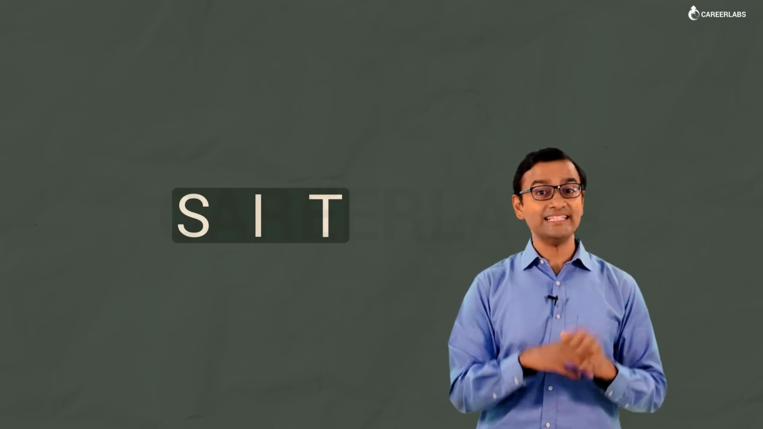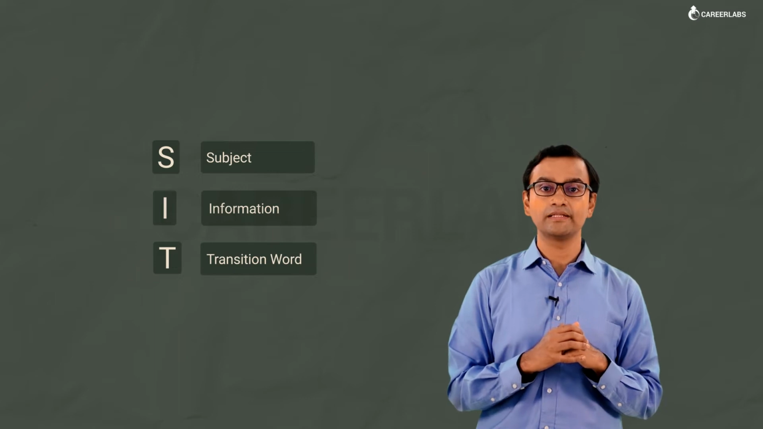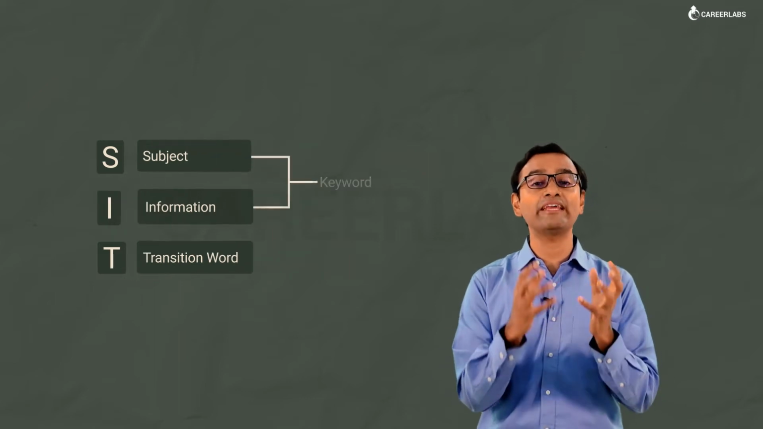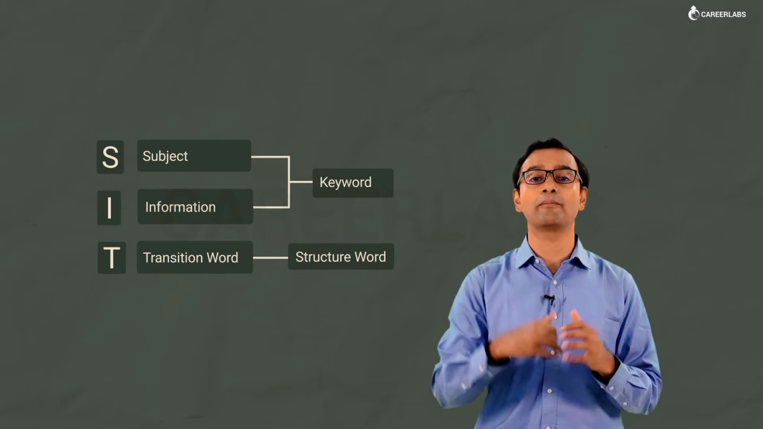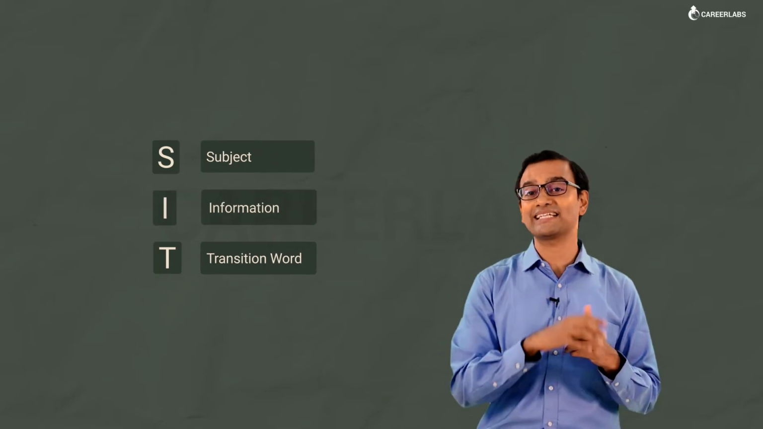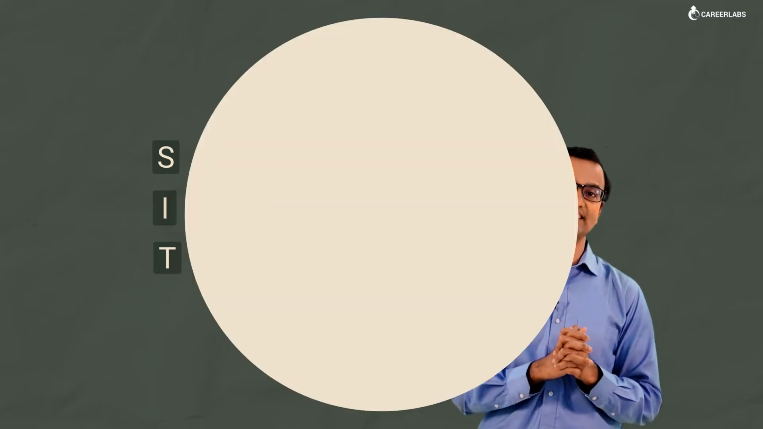It's simple. Just SIT. No, it's not the sit you are thinking about. SIT in this context is a formula that will lead us to the plug-in answer. SIT stands for subject, information, and transition word. Subject and information form the keyword, and transition word forms the structure word in the plug-in answer formula. And you better be sitting down for when Cyclone shows you just how effective SIT is.